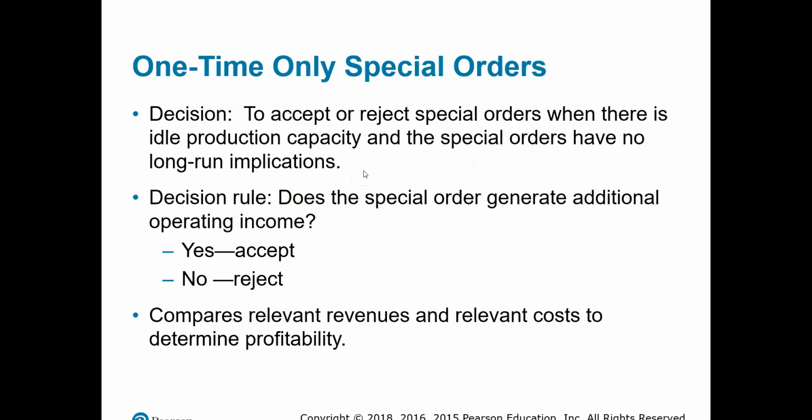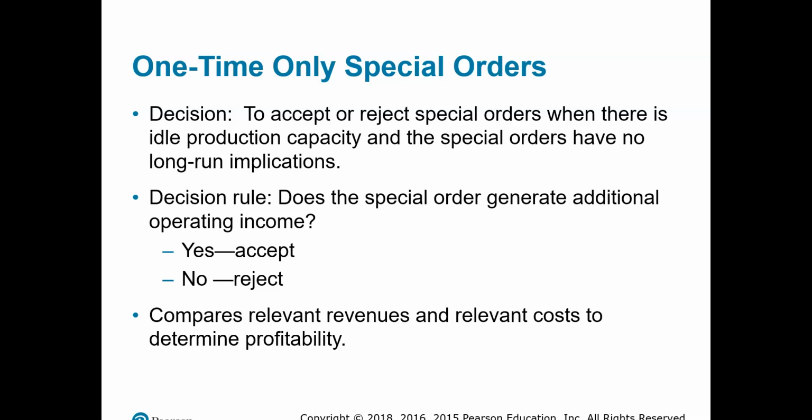For example, what if the customer who approaches us to make a one-time special order now all of a sudden wants to become a normal customer, wants to start buying from us as one of their vendors? Another long-run implication is, what if we accept an order at lower than normal sales price, and what if our regular customers find out and they demand, like, say, a 15-20% discount on the products we sell to them? That's not good for business.